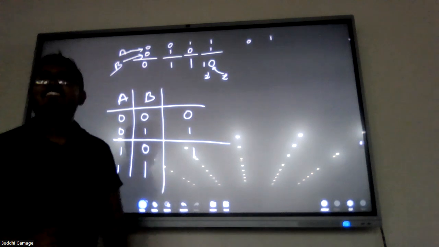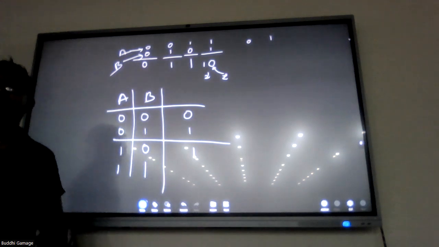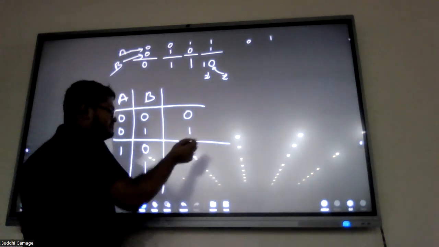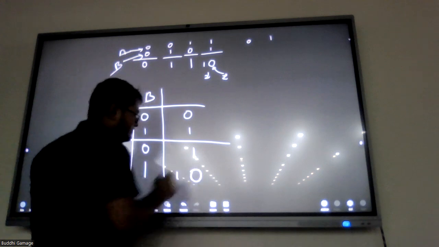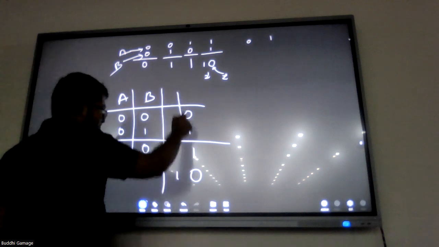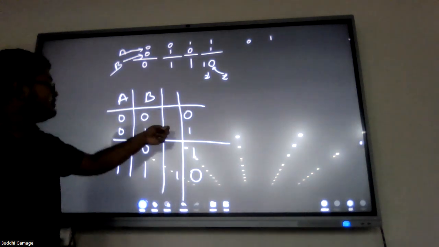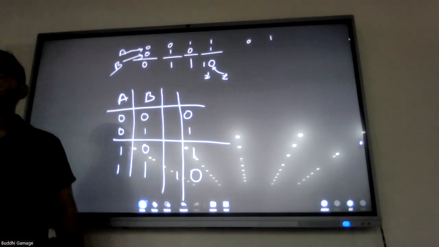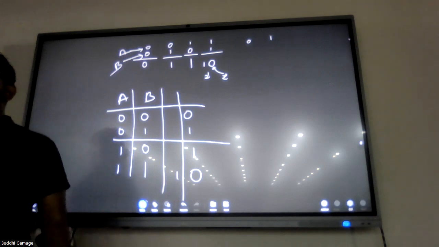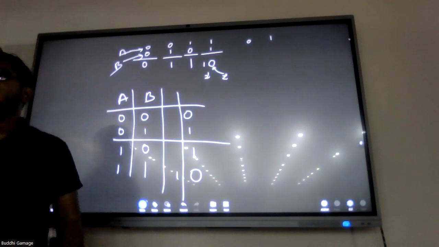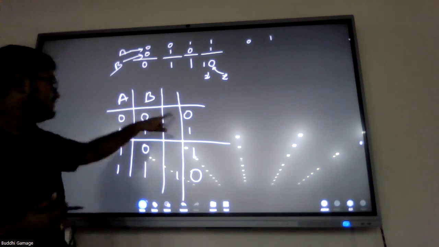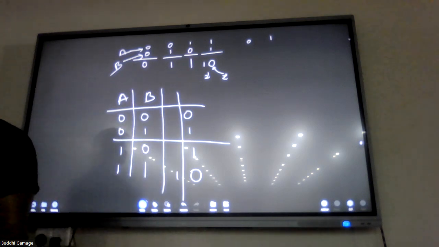Here, what is the output? 1, 0, right? So for simplicity, it's 1, 0. So there should be 2 outputs, right? So what is the output going to be here? You need to think. Anyone? So I'm asking, are there any outputs in these 3 places? Output is still 0.